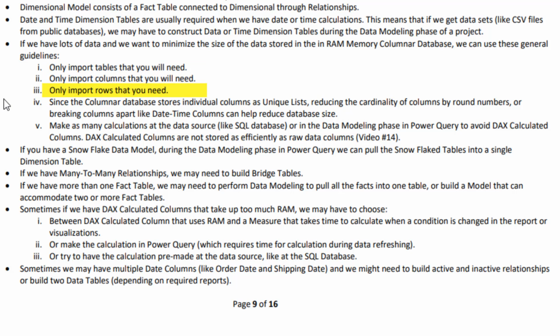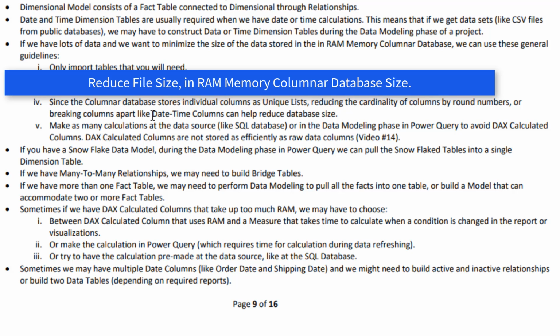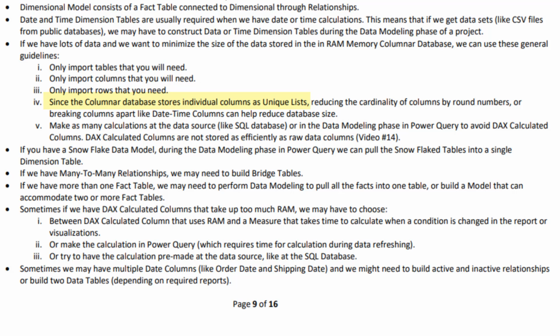Only import rows that you need. And this number 4 right here, this is the most important point in reducing file size. Since the Columnar database stores individual columns as unique lists, reducing the cardinality of the columns by rounding the numbers or breaking columns apart like date-time columns can help to reduce the database size.